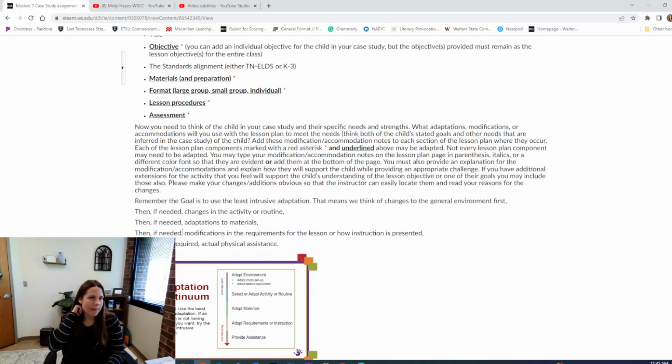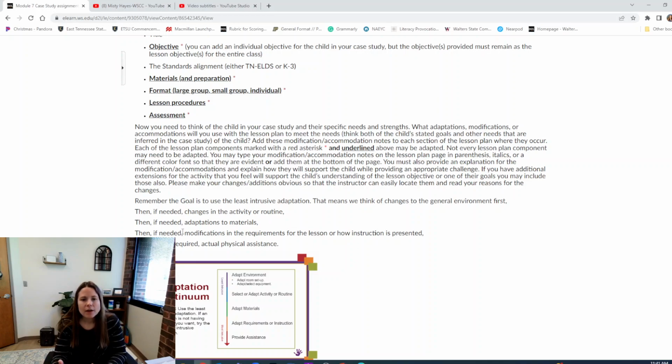Okay, so think about the child's specific strengths and needs in their case studies that you've been reading. So think about what adaptations, modifications, any kind of accommodations you're going to use to help build that lesson plan. Okay, so the lesson plans are listed there for you, but you're going to have to modify them.